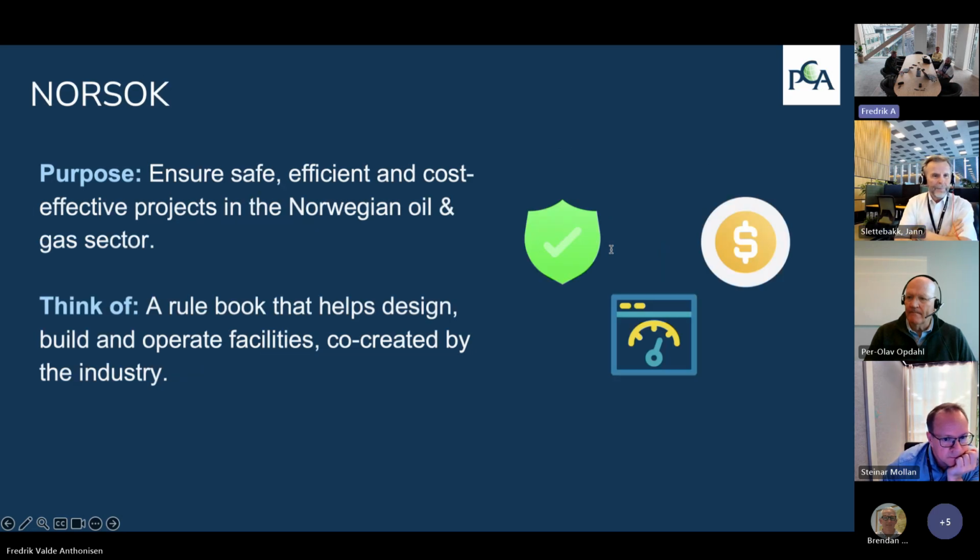Then we have another standard called the NORSOK standard. The purpose of this, at a high level, is to ensure safe, efficient, and cost-effective projects in the Norwegian oil and gas sector. One way to think about it, at least from my perspective, is a rulebook that helps you design, build, and operate facilities, and that rulebook is co-created by the industry. And of course, if you're deep into the details of each of these standards, the stuff I'm saying might not resonate with you. But again, I want to stress that this is a very high-level description of the different standards.